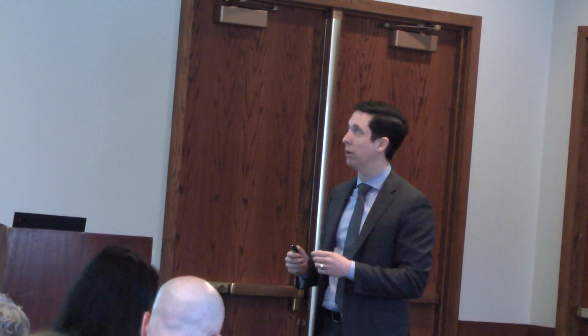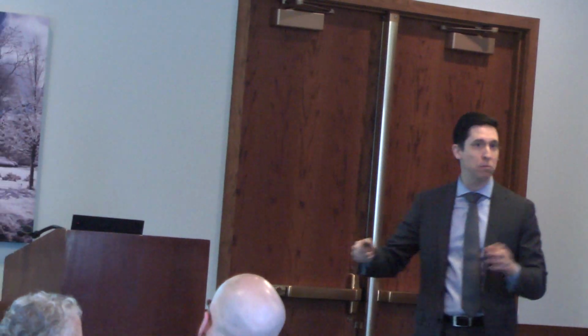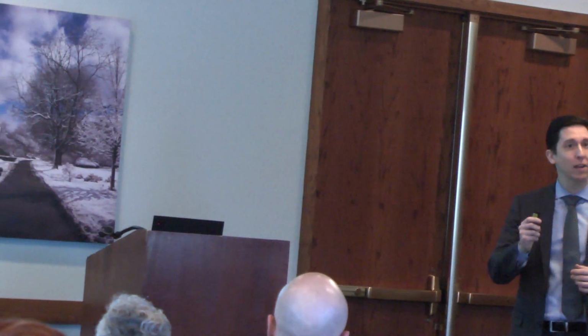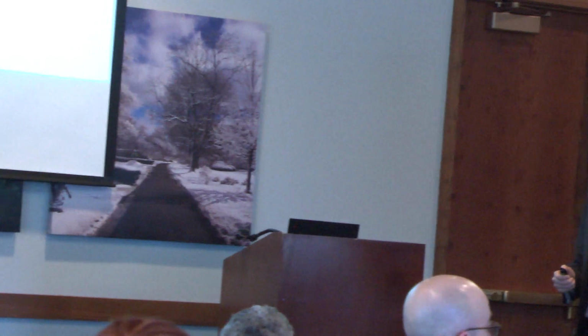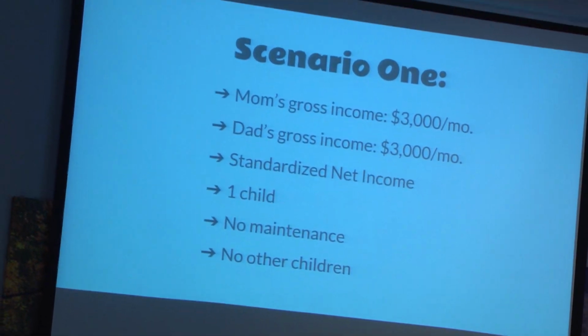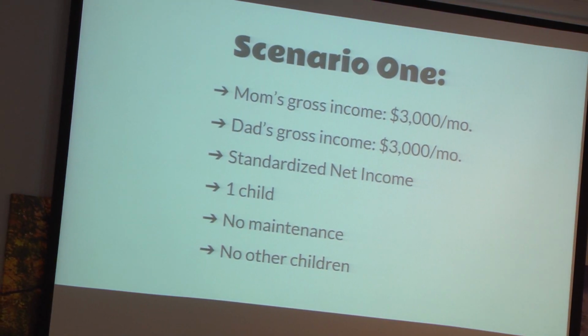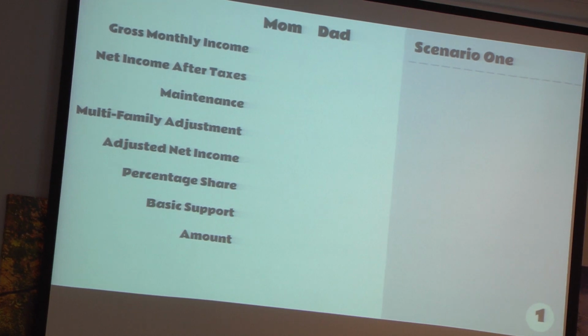So this is going to be our first scenario. So mom has $3,000 gross per month in income. Dad has the same, just keep it easy. We're going to use the standardized net income, but I'm going to show you how to do individualized. We're going to have one child, and we're going to keep it really easy. So in this scenario, no maintenance and no other children. So just one kid, two adults with the exact same income. So let's just go through our formula really briefly.